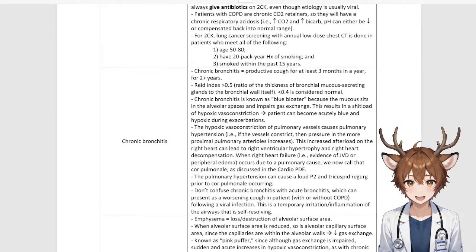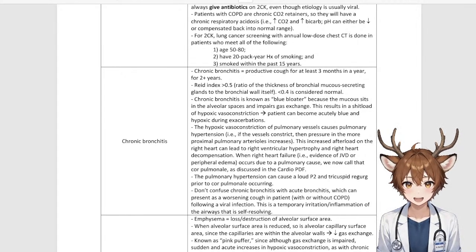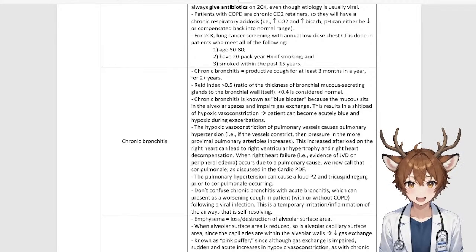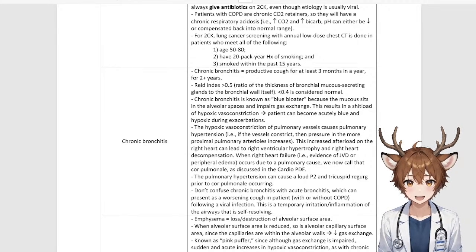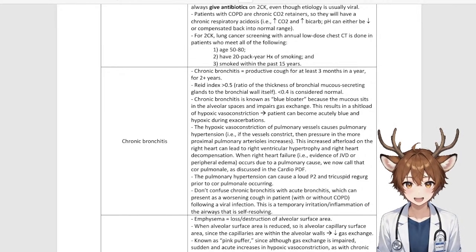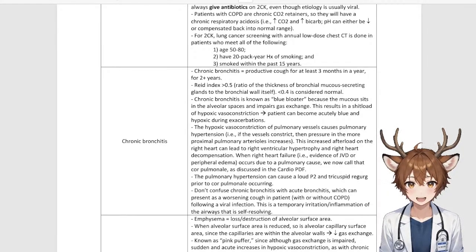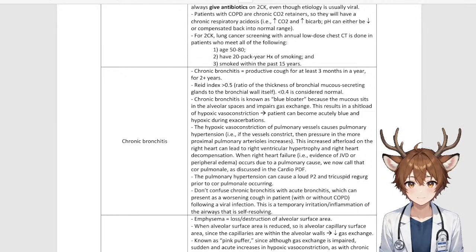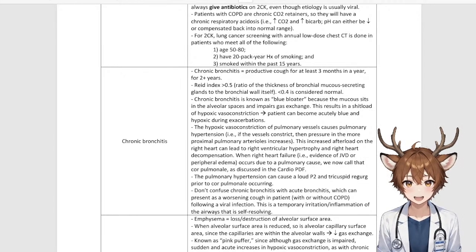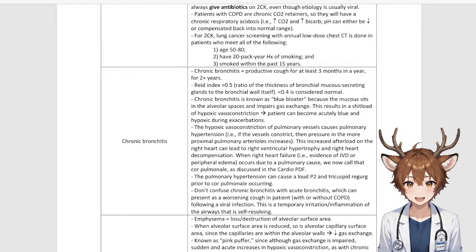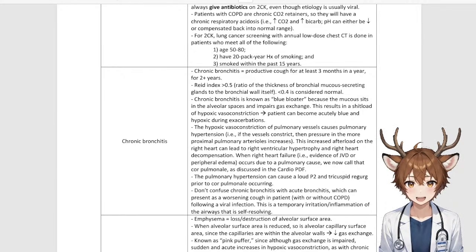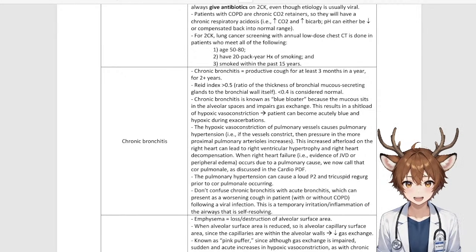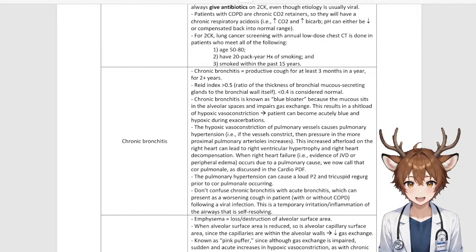The hypoxic vasoconstriction of pulmonary vessels causes pulmonary hypertension. That is to say, if the vessels constrict, then pressure in the more proximal pulmonary arterioles increases. This is increased afterload on the right heart and can lead to right ventricular hypertrophy and right heart decompensation. When right heart failure, i.e. evidence of JVD or peripheral edema, occurs due to the pulmonary cause, we now call that cor pulmonale, as discussed in the cardio PDF.